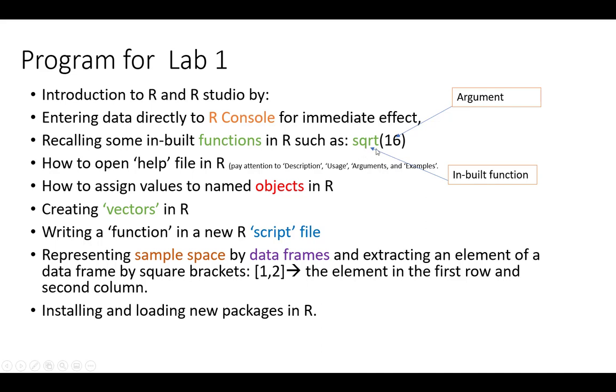For example, sqrt is an inbuilt function, and it means take the square root, and then in the bracket it is called the argument, so square root of 16. Now you have to be able to open the help file in R and pay attention to description, usage, arguments, and examples. Then, how to assign values to named objects in R and create vectors in R. You practice all of these in your lab 1.